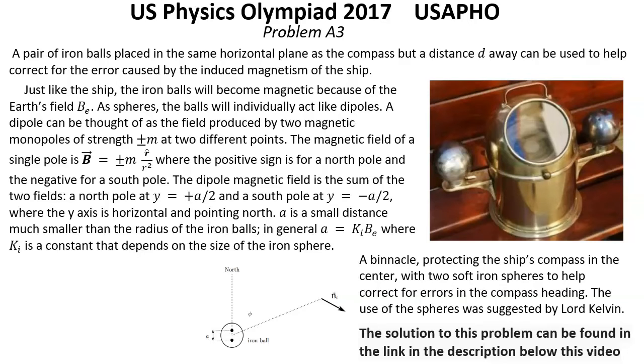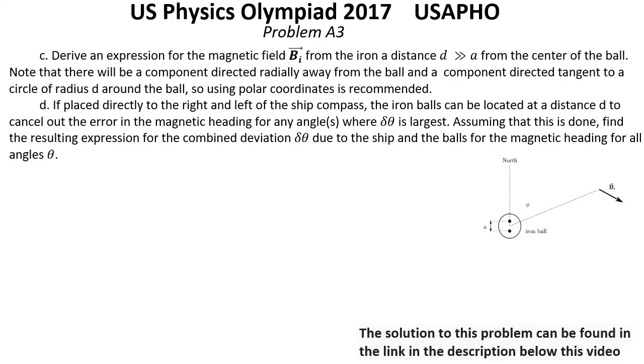Questions. Question C. Derive an expression for the magnetic field Bi from the iron ball at a distance d much greater than a from the center of the ball. Note that there will be a component directed radially away from the ball and a component directed tangent to a circle of radius d around the ball, so using polar coordinates is recommended.